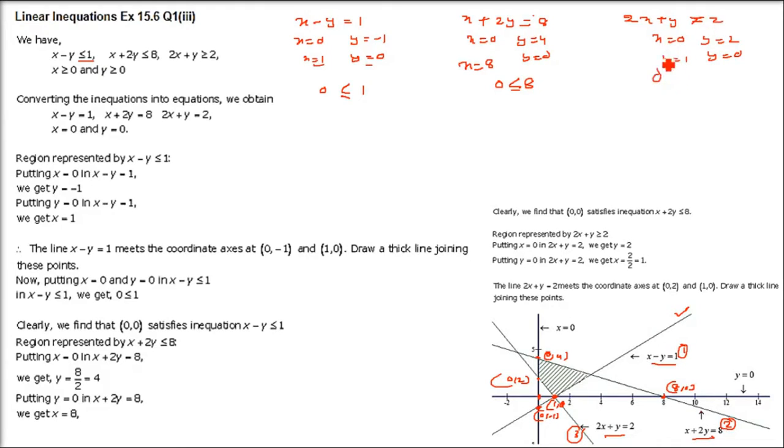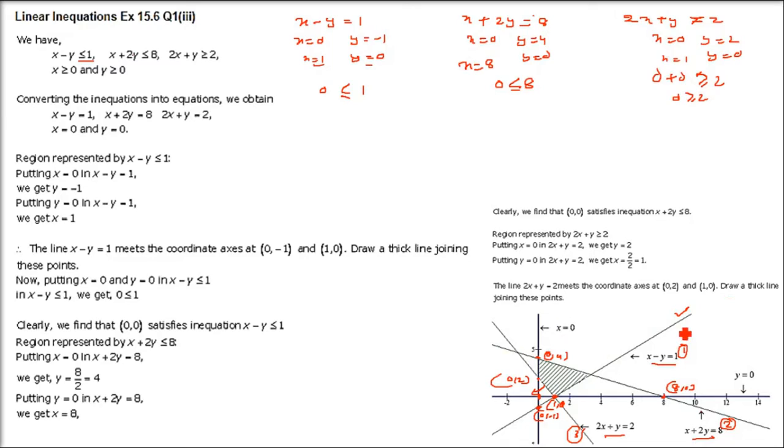Now 2x plus y equal to 2. Put x equal to 0, y equal to 0. What do you get? You get 0 plus 0, and it is greater than or equal to 2. Is 0 greater than or equal to 2? No, it is not. So the third line is saying that the solution is above. 0, 0 is not in the solution set. We don't take the below portion. We take the above portion, this portion which I am suggesting, this above portion.